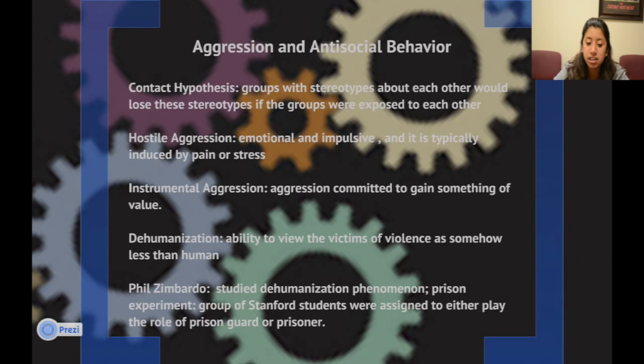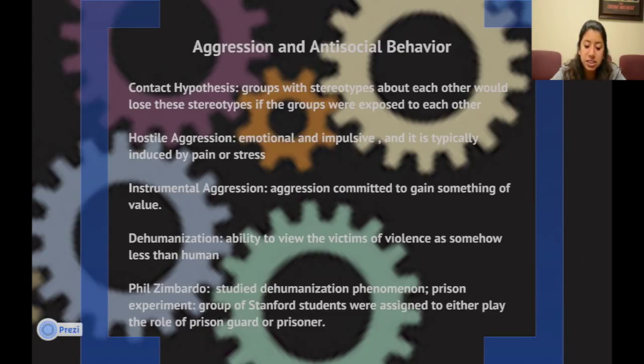Now we're going to look at contact hypothesis, which is where groups with stereotypes about each other would lose these stereotypes if the groups were exposed to each other. So that pretty much means if two of these groups that have stereotypes about each other were to hang out or meet each other, then they would realize that stereotypes are nothing but socially constructed. And then we have hostile aggression, which is emotional and impulsive, and it's typically induced by pain or stress.